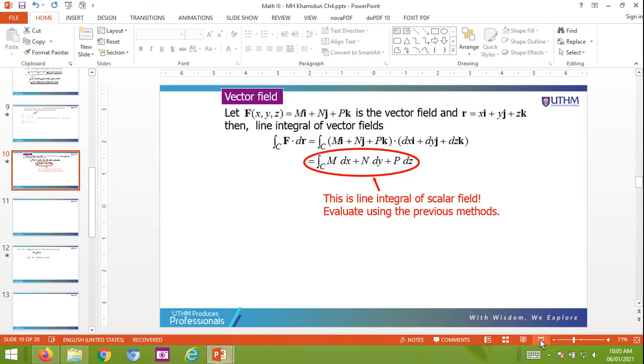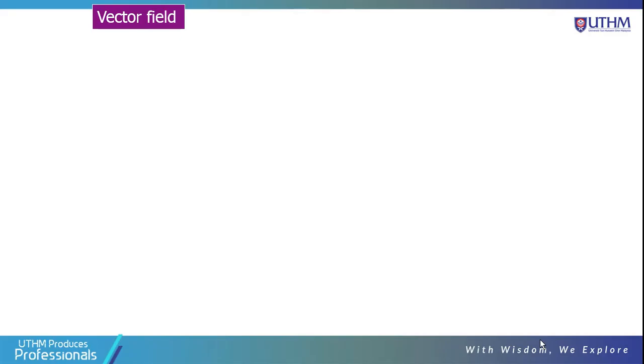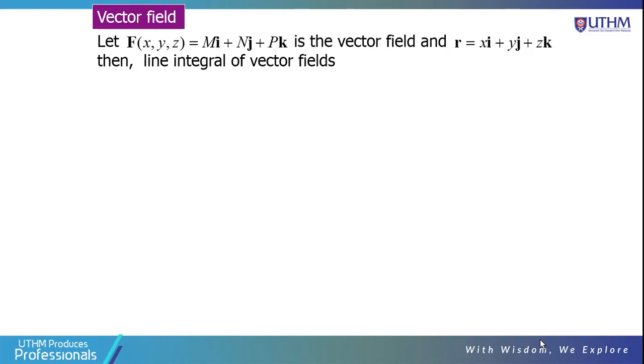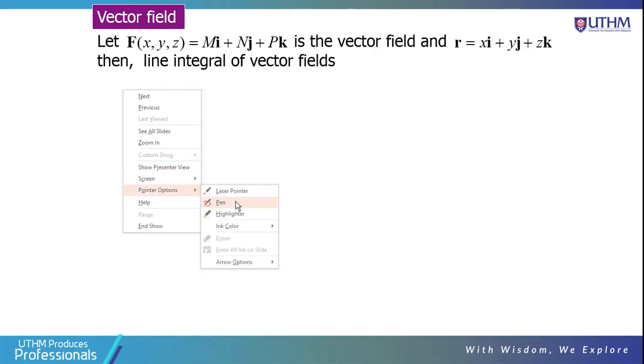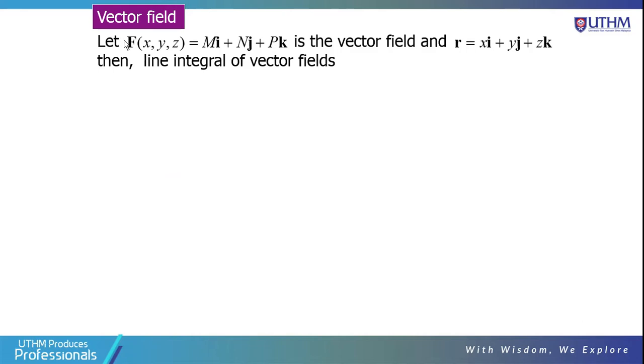So for the topic today, we will learn how to integrate a line integral in the vector field. Previously we solved for the scalar function, but this one is in the vector field. For the vector field, the symbol we use is the capital F. Capital F represents the vector field.